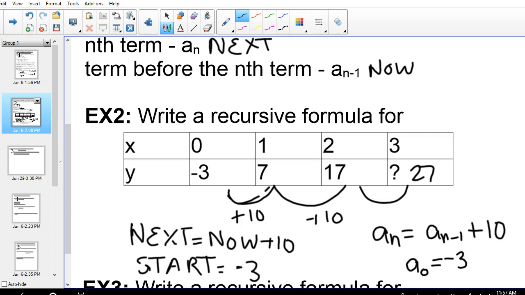So at this point, any recursive formula we write has got to be written with that formal recursive notation where we have the a sub n's and a sub n minus 1s and all of that. Okay, questions?